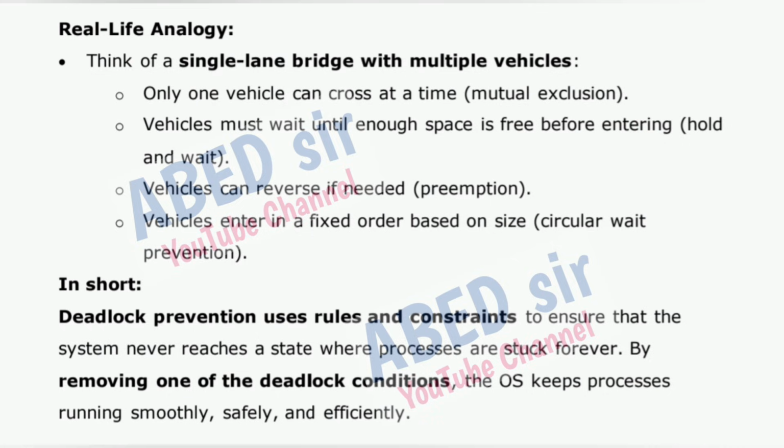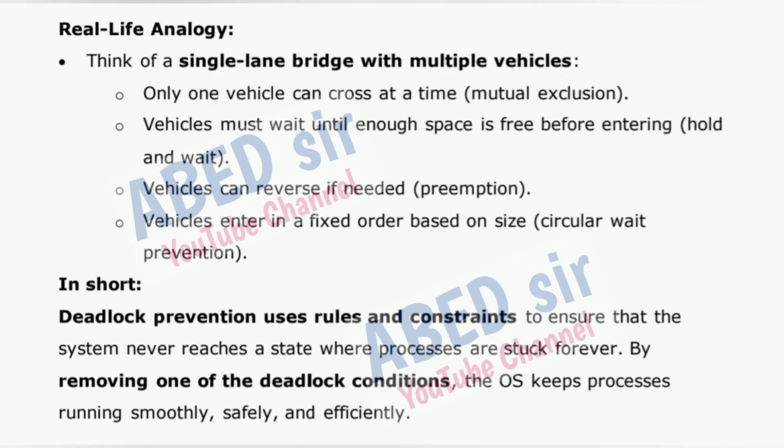Real-life analogy. Think of a single-lane bridge with multiple vehicles. Only one vehicle can cross at a time, mutual exclusion. Vehicles must wait until enough space is free before entering, hold and wait. Vehicles can reverse if needed, preemption. Vehicles enter in a fixed order based on size, circular wait prevention.